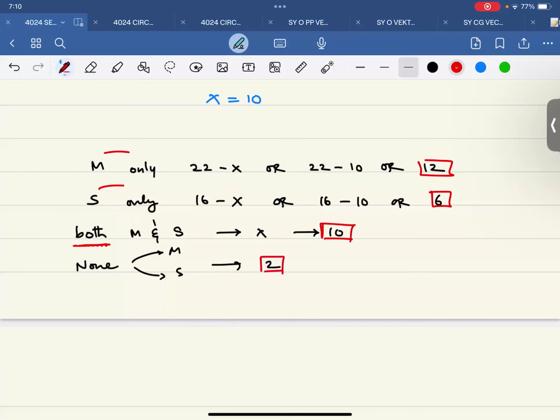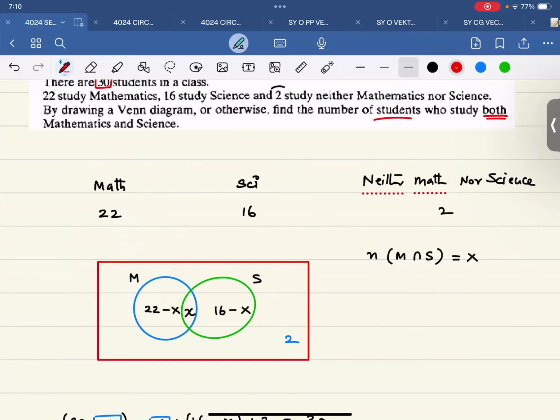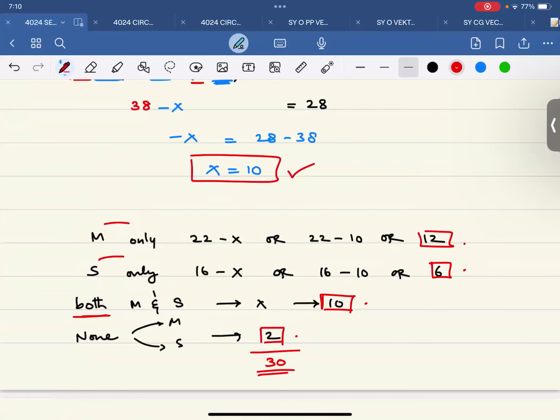So 12 plus 6 is 18. 18 plus 10 is 28. 28 plus 2, now it adds up to 30. What exactly were they asking? Find the number of students who study both math and science. That is X, and the value of X is 10. That's the answer for this particular question. So the first question is done.